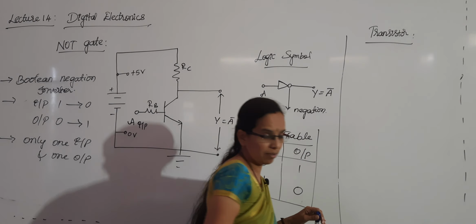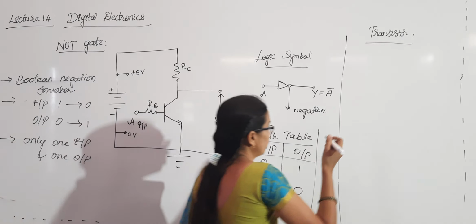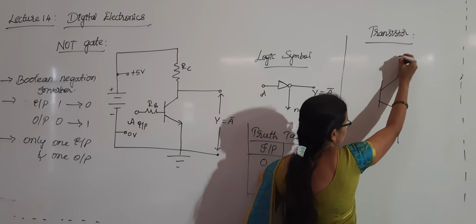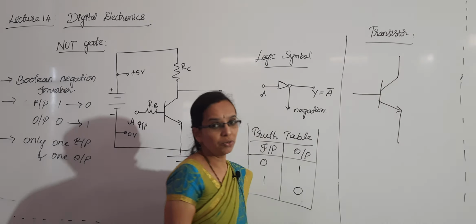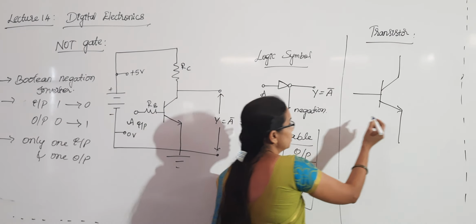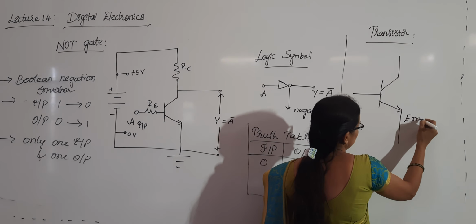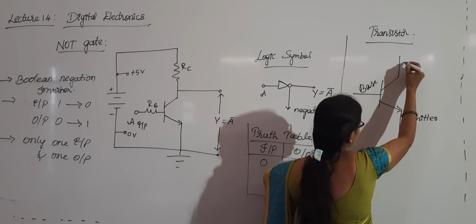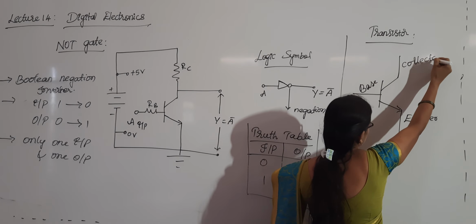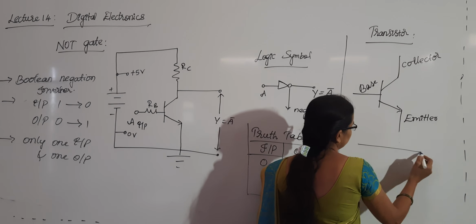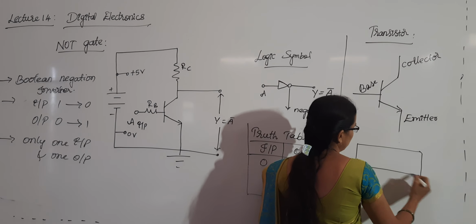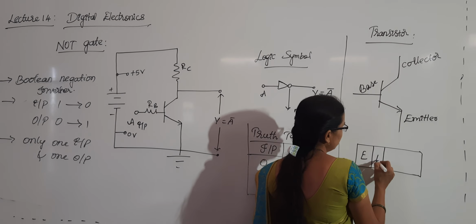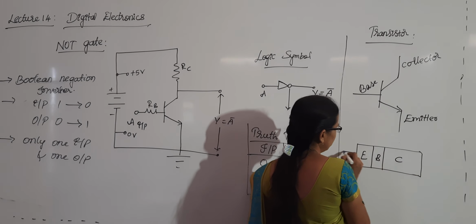These transistors are 3-terminal devices. This is the circuit symbol of the transistor. The 3 terminals are the emitter, base and collector. This is the emitter, base and collector.